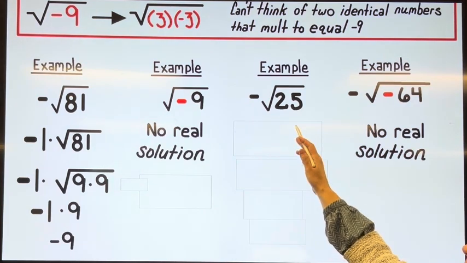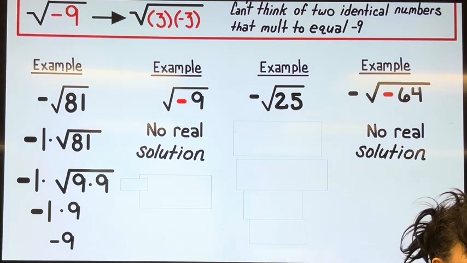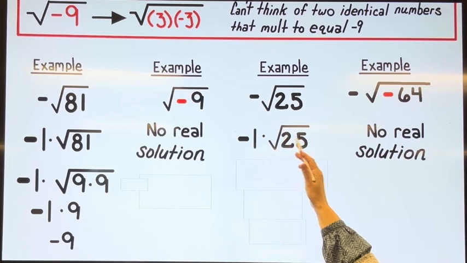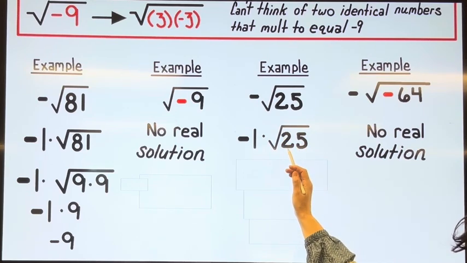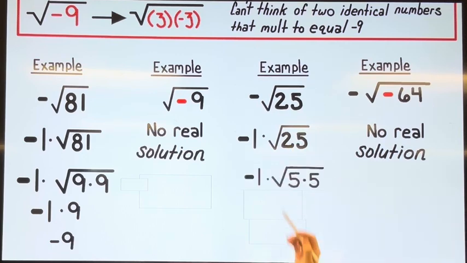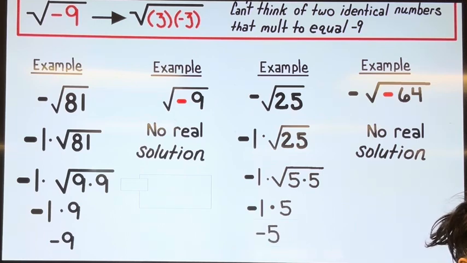Okay, this one here, the negative is on the outside of the root, that's fine. That really means -1 multiplied by the square root of 25. So we're going to find the answer to the square root first. 5 times 5 is 25, so the square root of 25 is 5. And that is being multiplied by -1, and -1 times 5 is -5.